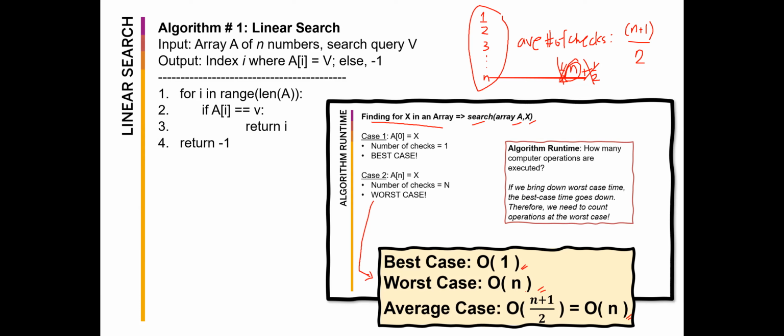So is there any way how to improve this? If you recall our analysis of algorithms, there is still a category of efficiency between O of N and O of 1, and that is the logarithmic category. So the O of log N.